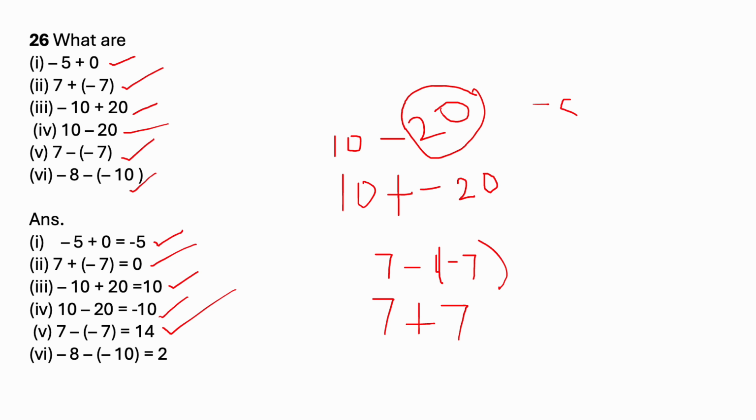Then minus 8 minus minus 10. This is a subtraction problem. You can change it to an addition problem. So minus 8 plus, take the additive inverse of minus 10. That is 10. See here, the signs are different. So subtract the smaller number from the larger number and then put the sign of the larger number. So this is plus 2.